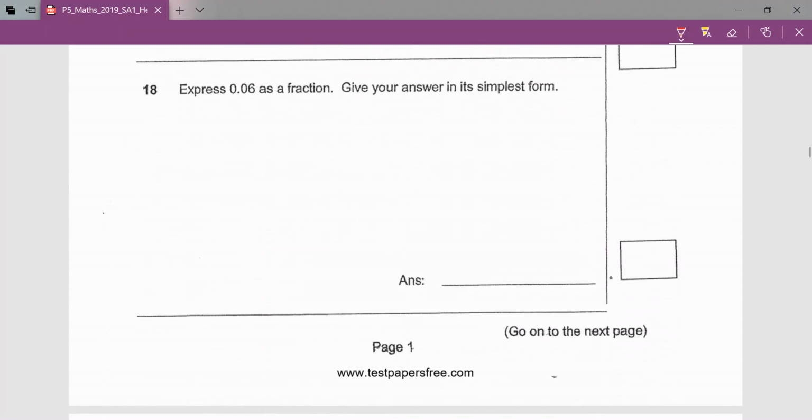Express 0.06 as a fraction. Give your answer in its simplest form. 0.06, I have mentioned before, this is in the hundredths position. So it's basically 6 over 100. Simplest form, divide by 2, you get 3. Divide by 2, you get 50. 3 over 50 is the simplest form.